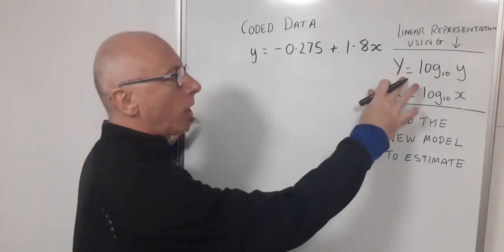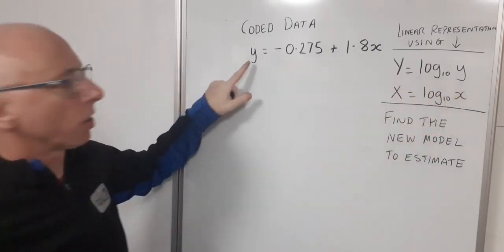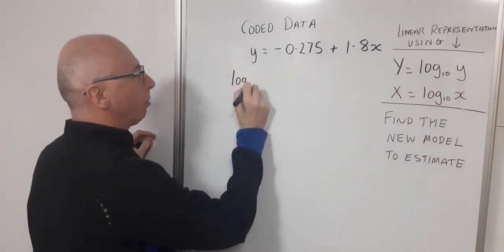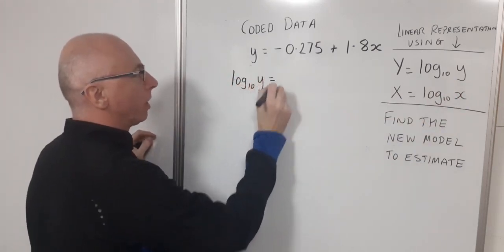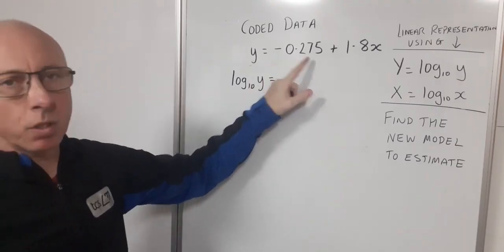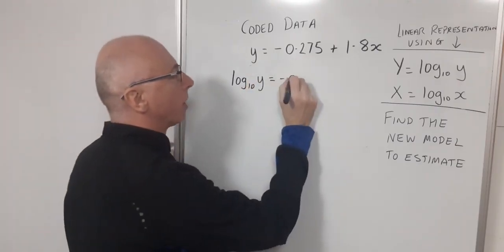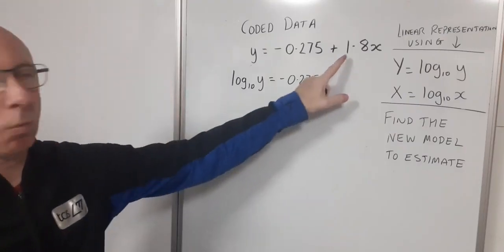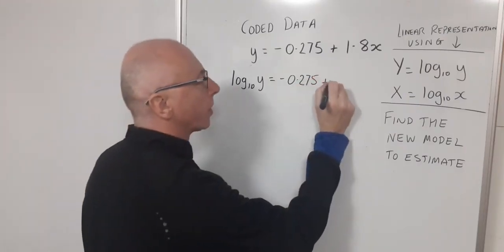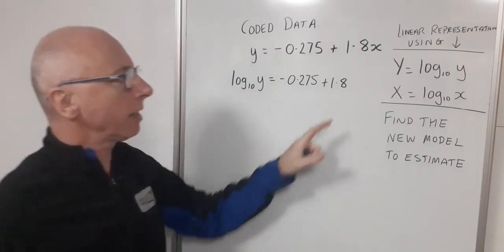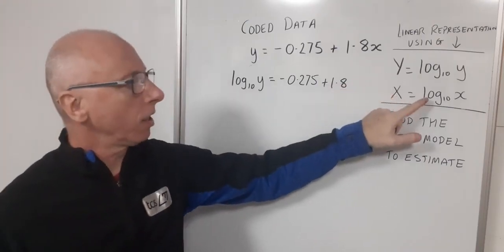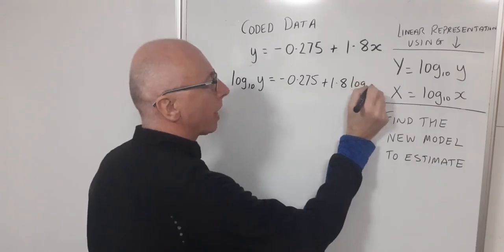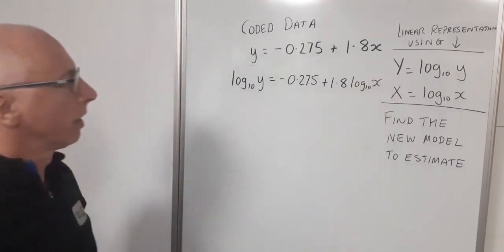Well, as y is log base 10 of y, I'm going to substitute that in for the y value. So log base 10 of y, and then minus 0.275, and then plus 1.8, and then as it's x, we're going to code it log base 10 of x. So 1.8 log base 10 of x.